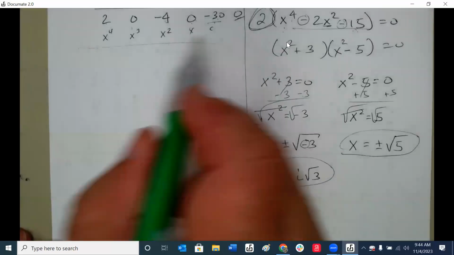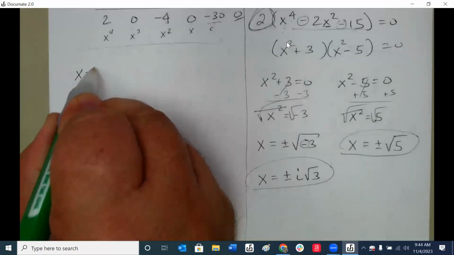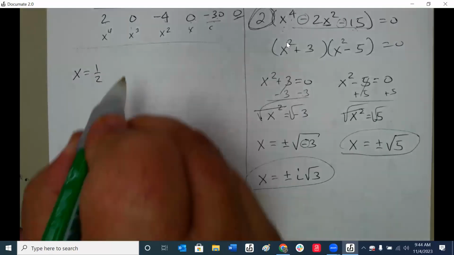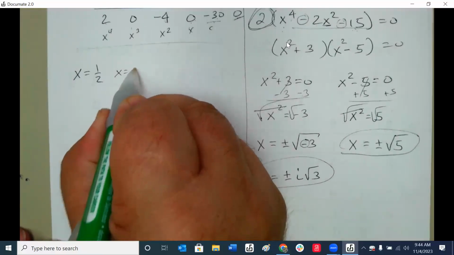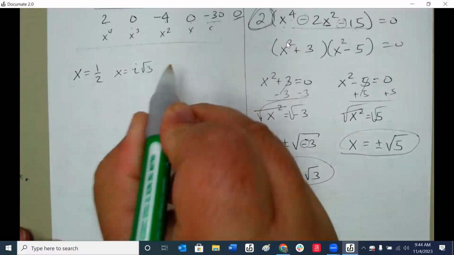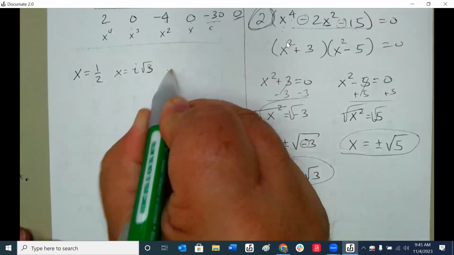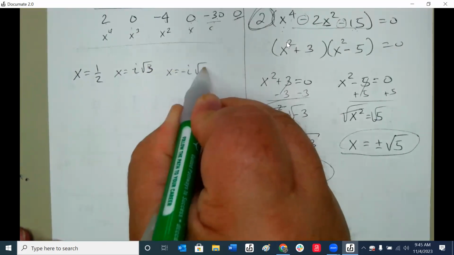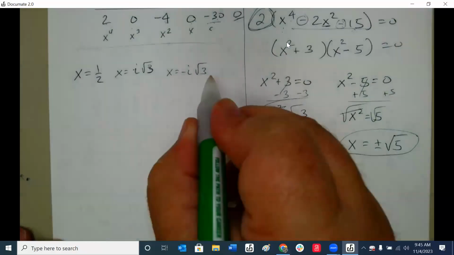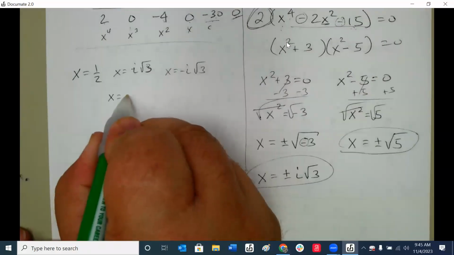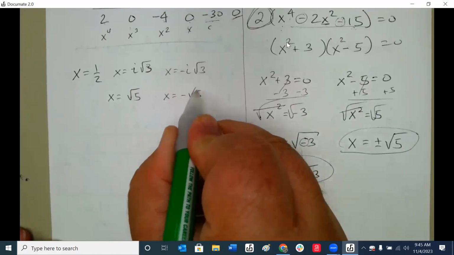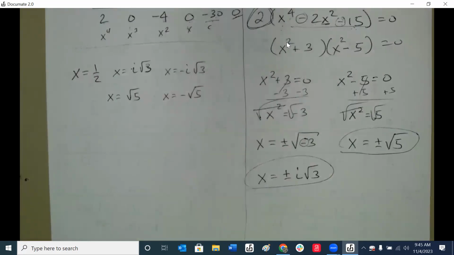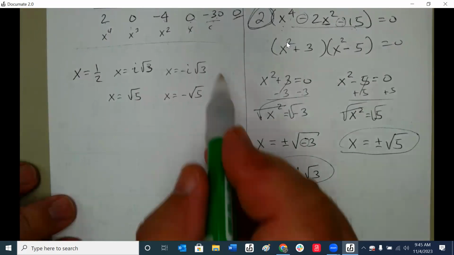So what we have right now, we have x equals 1/2, x equals positive i radical 3, x equals negative i radical 3, x equals radical 5, x equals negative radical 5. These are our 5 answers. So these are the zeros.